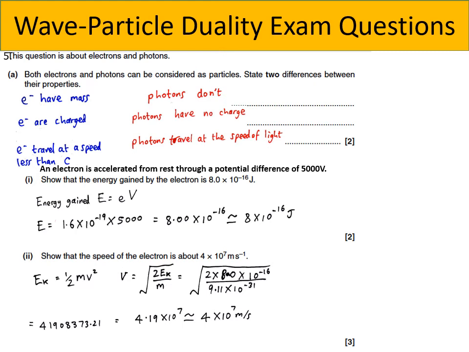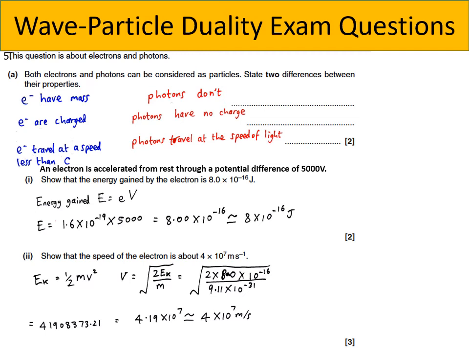41,908,373.21, which we can write again to 3 significant figures, because we've got to have more significant figures than what the thing is that we have to show. So 4.19 times 10 to the power 7, which we can approximate to show that it's equal to 4 times 10 to the power 7 meters per second.